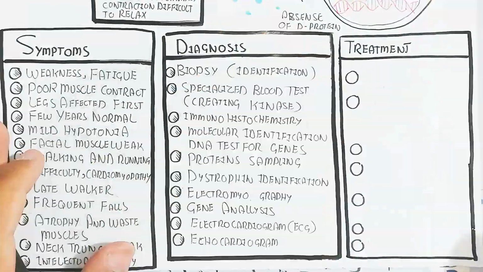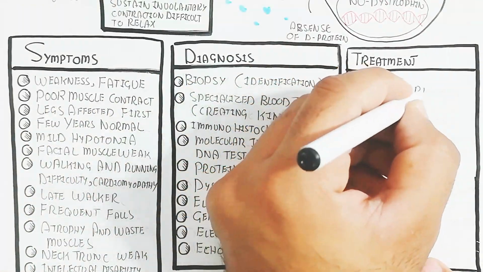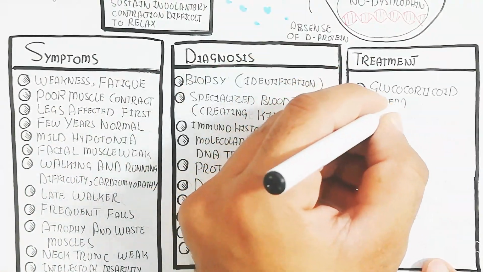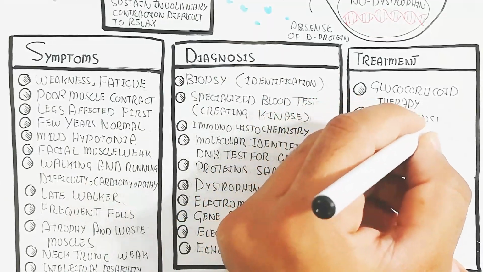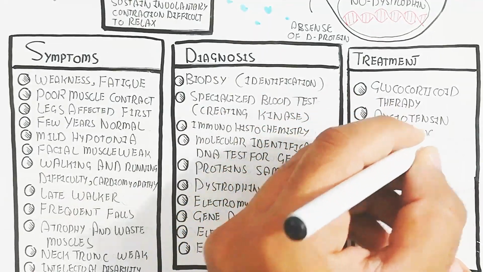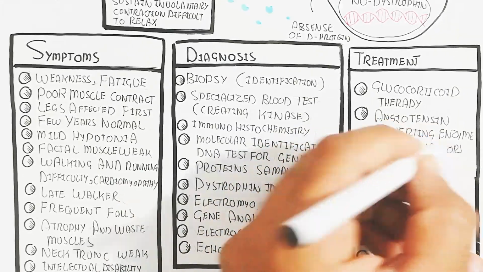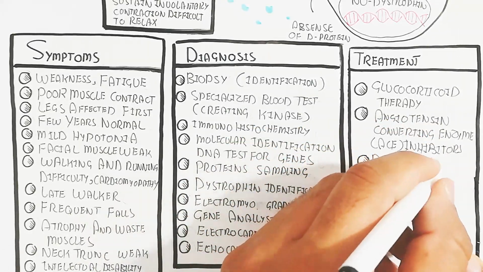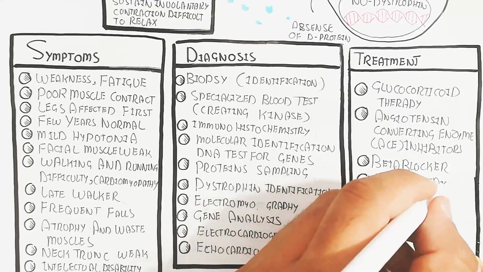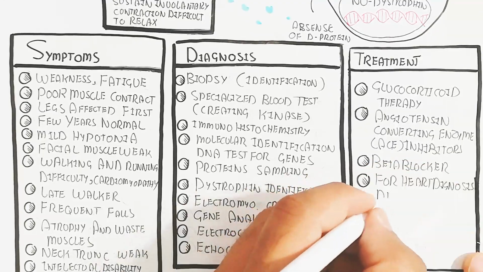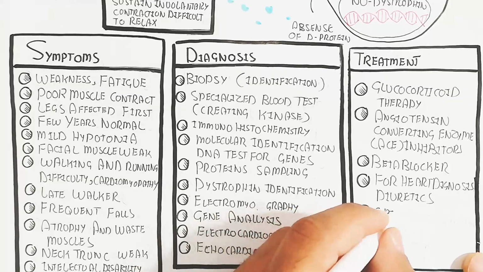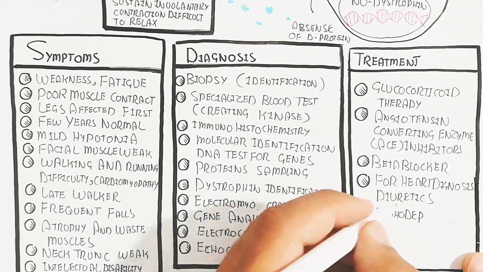The treatment is different, like glucocorticoid therapy, angiotensin converting enzyme (ACE) inhibitors, and beta blockers for the heart, and diuretics. On the other hand, orthopedic intervention and nutrition as well as exercise. All these things are important for the treatment.